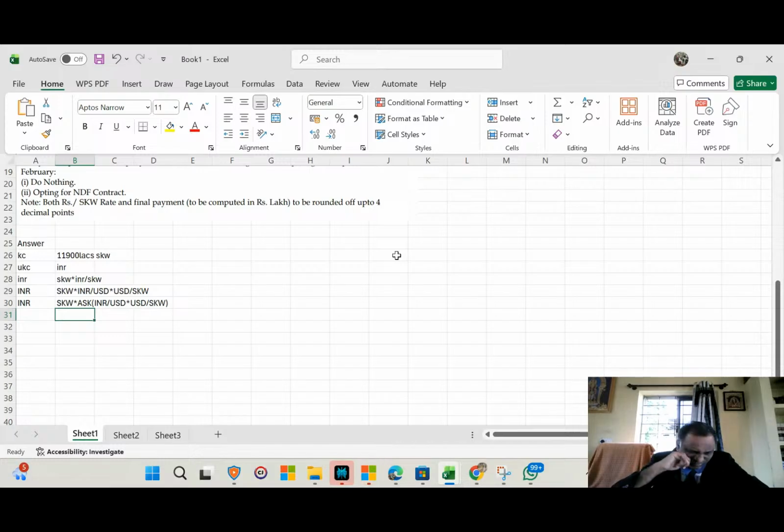So that I come to know how much INR is required to pay 11,900 lakhs of South Korean won. If I want to pay 11,900 South Korean won to the South Korean company, how much INR is required to pay the bank?